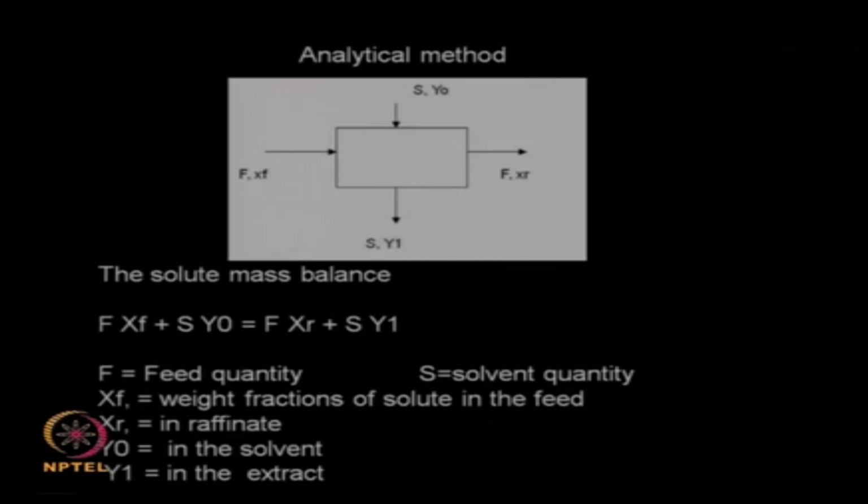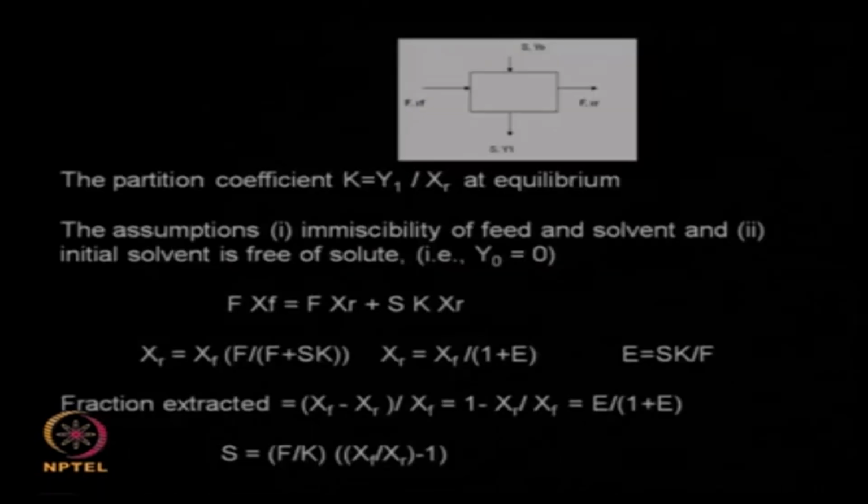Quite straightforward. Once you do that, we know that the partition coefficient K is given by the ratio of the solute concentration in these two streams, right. So, K is equal to Y1 by Xr, and Y1 is going to be larger than Xr. So, obviously K will be larger than 1. So, the higher the value of K, the more efficient is your extraction process.